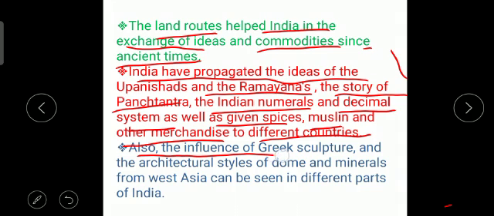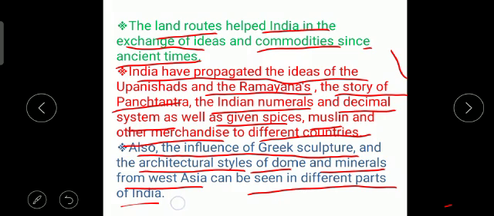Also, the influence of Greek sculpture and the architectural styles of domes and minarets from West Asia can be seen in different parts of India. If we look at the sculpture and the architectural styles of India, we will notice that some are from other countries. India has adopted them from other countries.